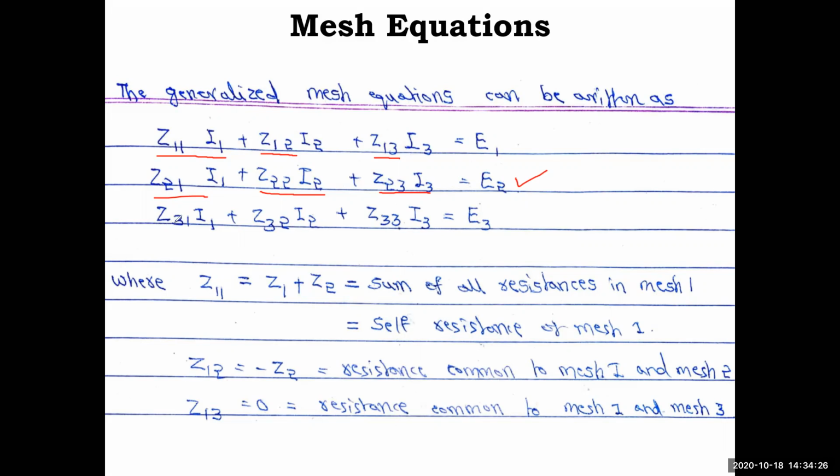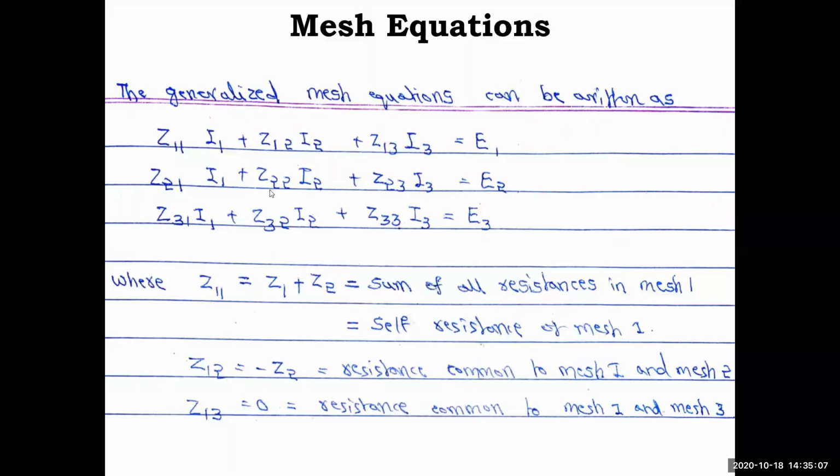Next, see here the third set of equation, 3 will come as the third loop, then 3 with 1, with the first loop what relation, then the second loop what is the relation, then the self loop. So this is the diagonal one, we call it the self, and all the others are mutual. Where Z11 is equal to Z1 plus Z2 in that equation, the sum of all resistances in mesh 1, also called the self resistance of mesh 1. Z12 equal to minus Z2, which is the resistance common to mesh 1 and mesh 2. Z13 is 0, there is no resistance common to mesh 1 and mesh 3.